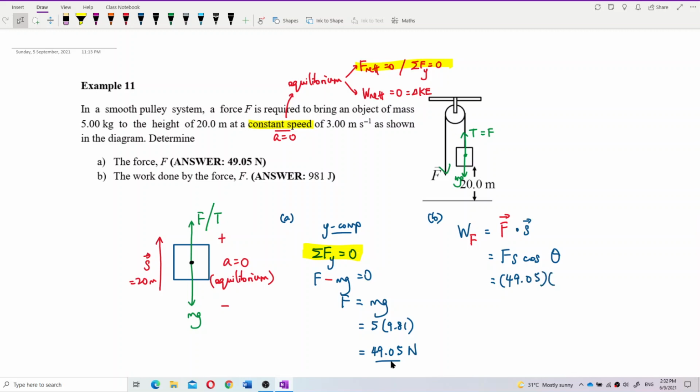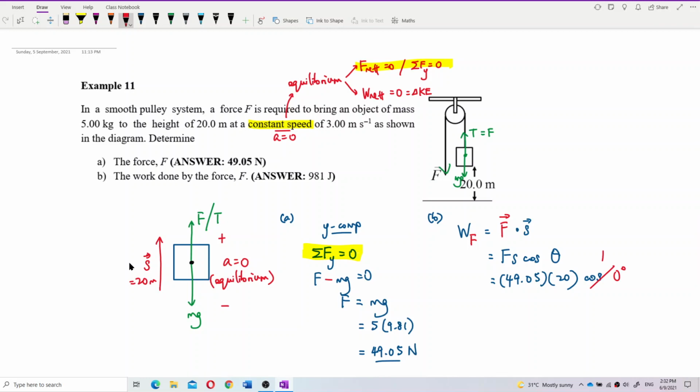And then the displacement is 20 meter. What's the angle between force F and displacement? 0 degree, because they are in the same direction. Parallel and also same direction. So the angle between them is 0 degree. So do you know that cos 0 is equal to 1?